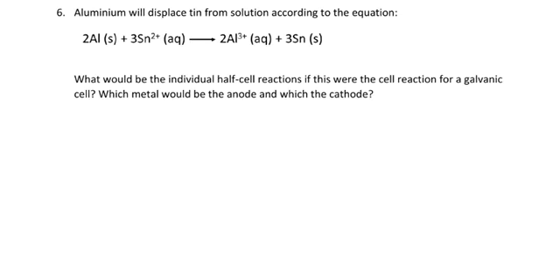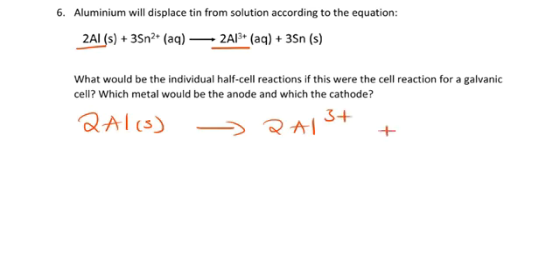Okay, so look at this one and that other one. I've got two aluminium solids giving us the aluminium 3+. So that is already oxidation. How many electrons are these? Try to check. There I've got a 0, there I've got a 3+ times a 2, 6+. So 6 electrons were lost.